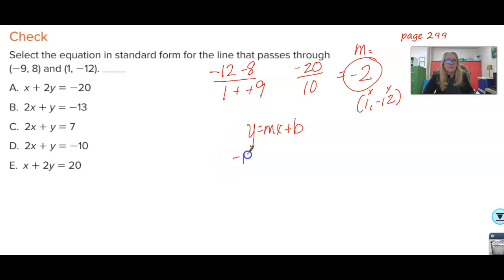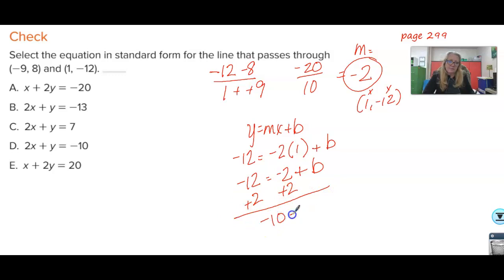Y is negative 12. M is negative 2. X is 1. And we're trying to find b. Negative 12 equals negative 2, because negative 2 times 1 is negative 2, plus b. Add 2 to both sides, and we get b is negative 10.